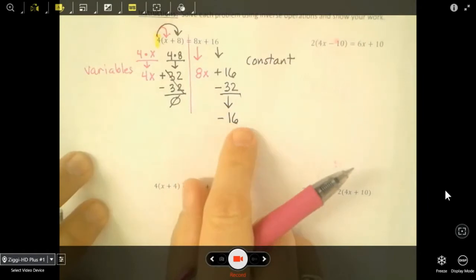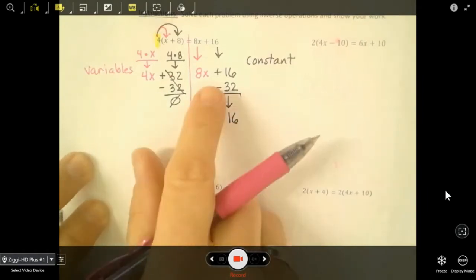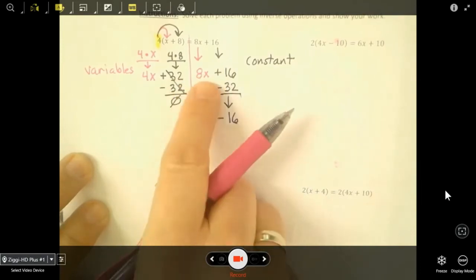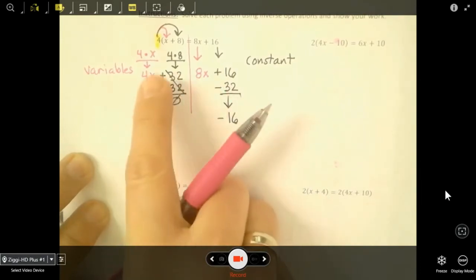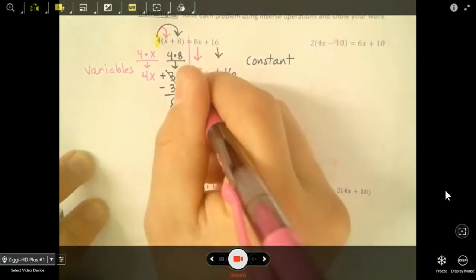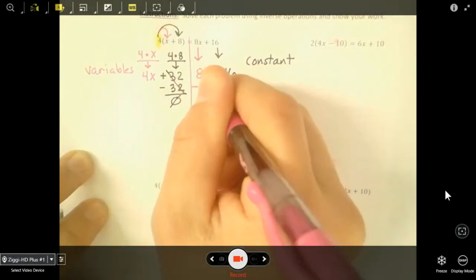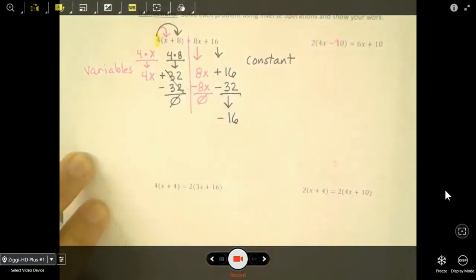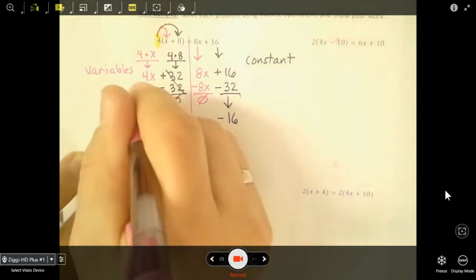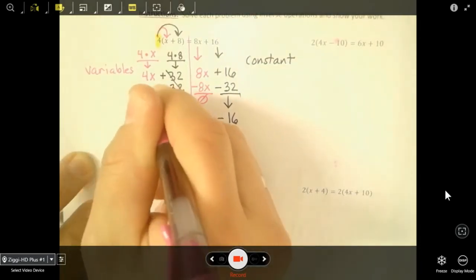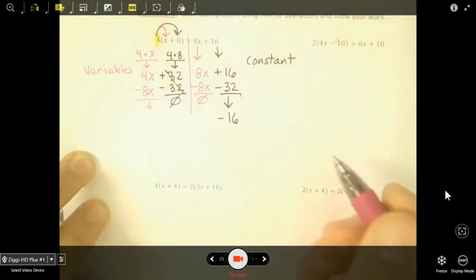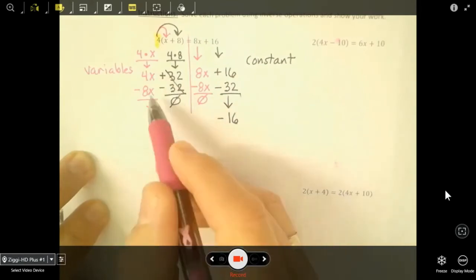So now we have all our constants on the right, but now we have a variable on the right as well. So we need to move this variable to the left. So in order to move this positive 8x to the left, I have to do the inverse operation, which is going to be to subtract 8x. And that's going to leave me with 0 x's on the right. But then I need to go ahead and subtract it from the left. Now once I do that, I'm going to bring my answer down, and I have 4 x's minus 8 x's.